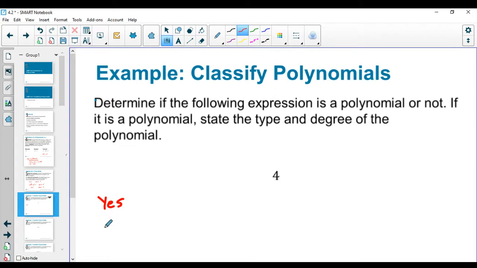State the type and degree. That is a monomial because it's a single term. And the degree is 0, right? Because it's like we have x to the 0 here. So 0 degree.